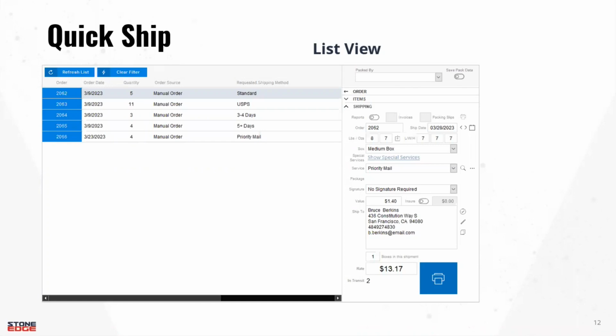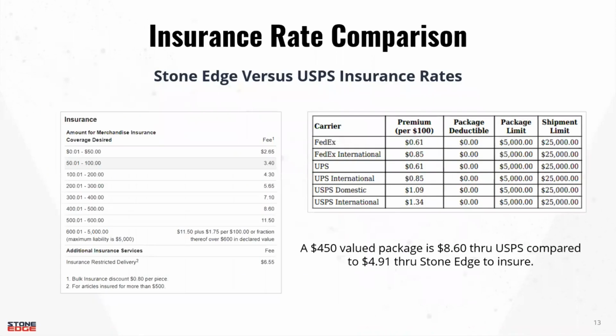Another cost-saving feature that we offer besides discounted USPS shipping rates is shipping insurance. Insurance can be toggled on or off on individual shipments, or you can set defaults for it to always be on. Or you can tell it to turn on only when your order reaches a certain declared value amount.